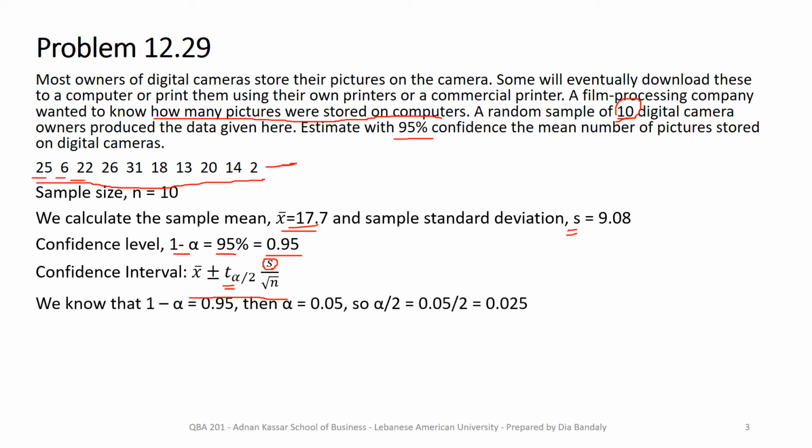So alpha over 2 is equal to 0.025, which is 2.5%. And I need to look for the t value. But to look for the t value, first I need to know which row to use, so which degrees of freedom. Remember, the degrees of freedom, nu, is equal to n minus 1, which is 9 in our case. So we know nu, we know the area, and these are the two parameters that you need when you want to find the t value.